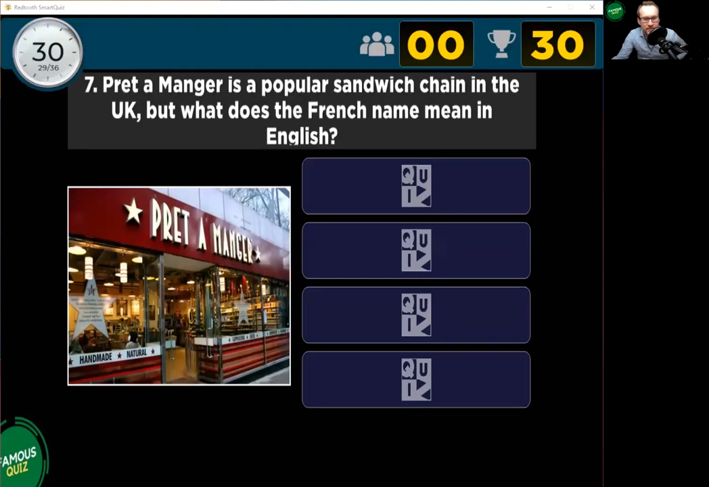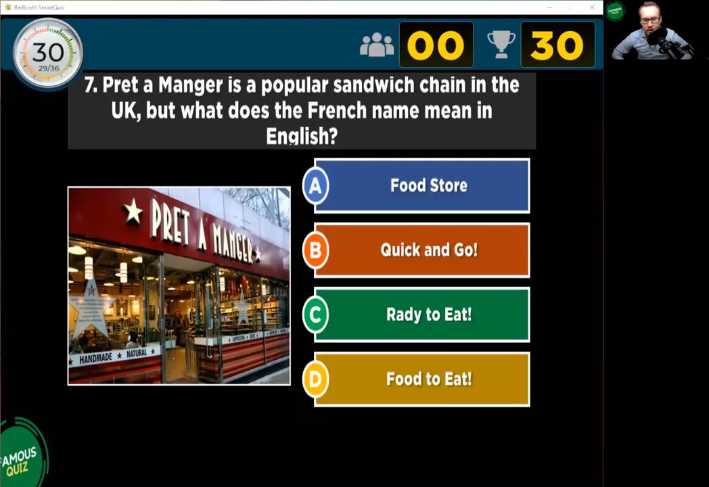Pret a Manger is a popular sandwich chain in the UK, but what does the French name mean in English? Food store, quick and go, ready to eat, food to eat.